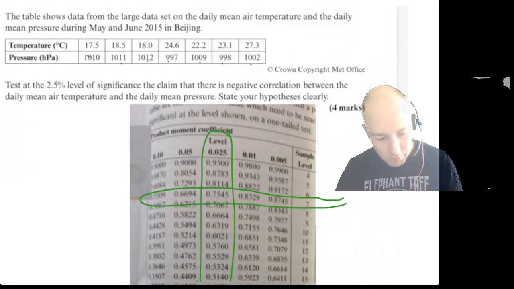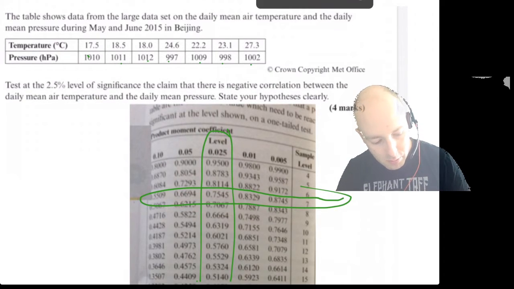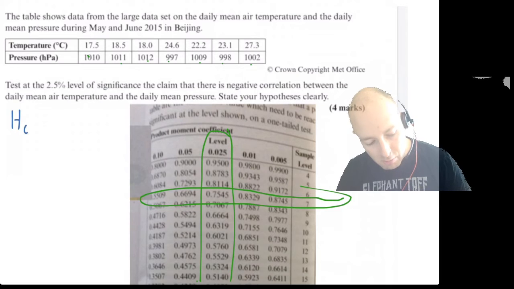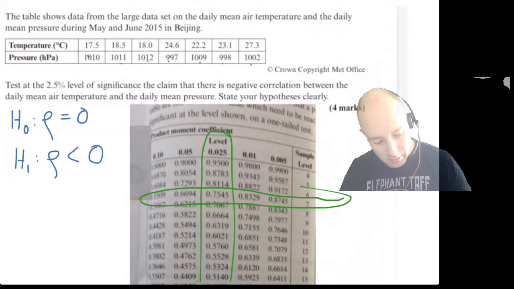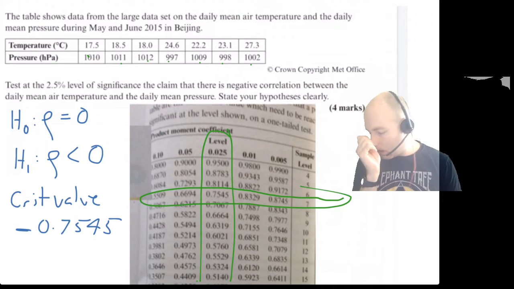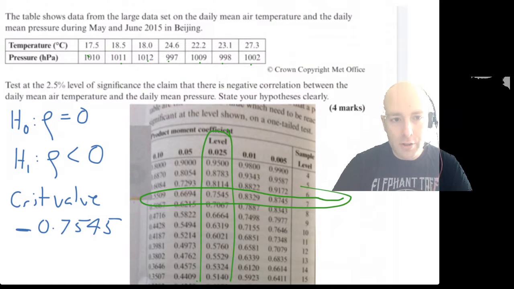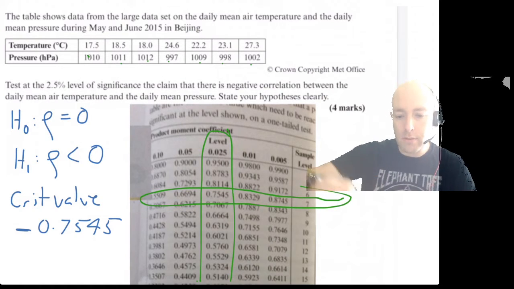So yeah, the correlation we're looking for, we're trying to find if there's negative correlation. So right, let's do some hypotheses. H0, rho is 0. H1, rho is less than 0. And our critical value is 0.7545, or technically minus 0.7545. So for there to be negative correlation, the value we get as our correlation coefficient should be less than that. So let's have a look on the calculator.